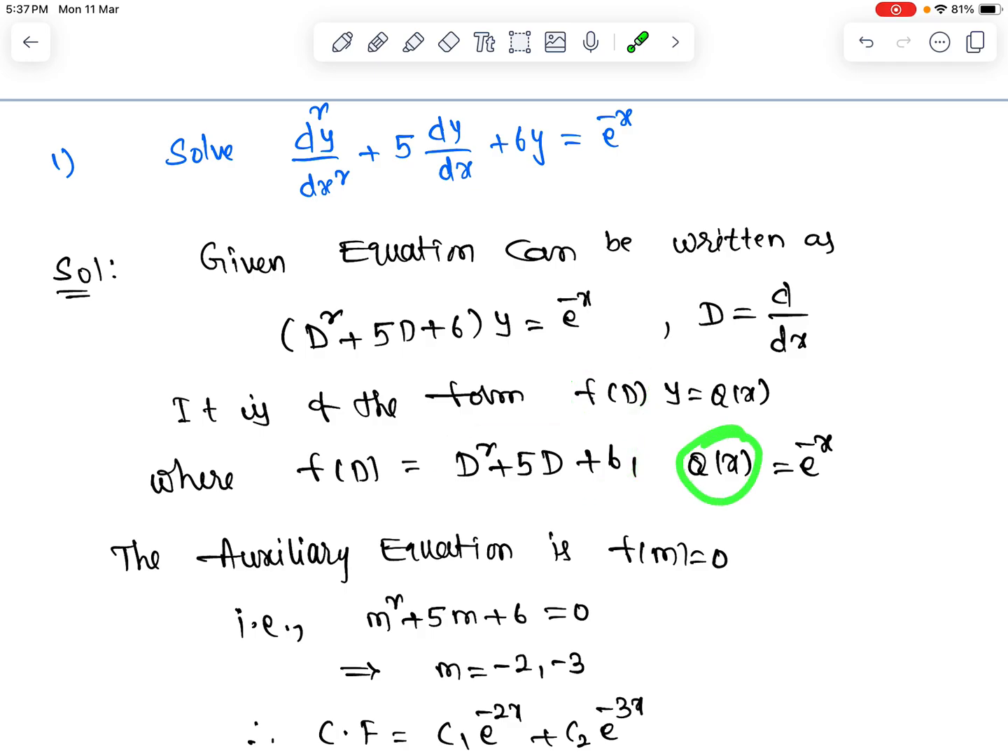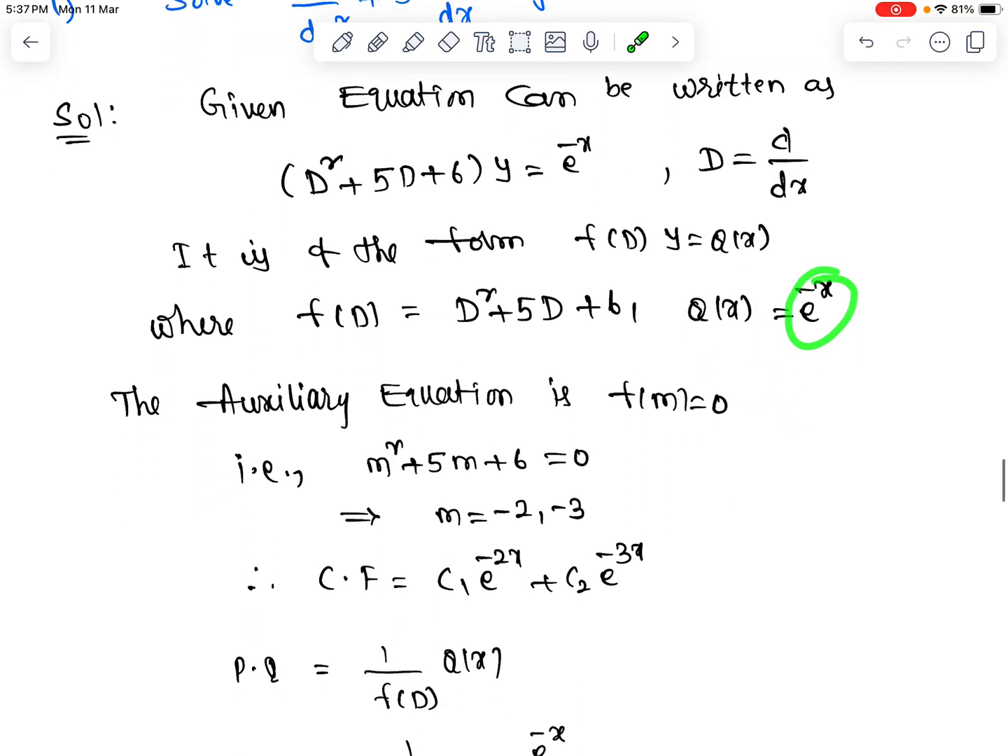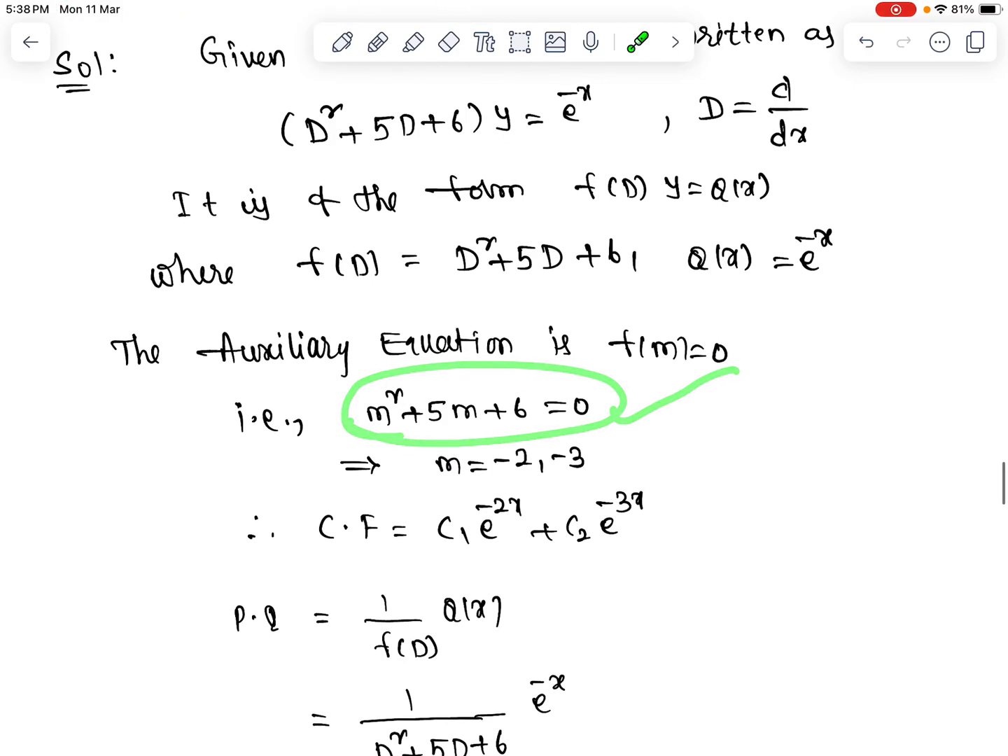Here Q of x equal to what? E power minus x. Here the auxiliary equation, what is the auxiliary equation? Same procedure, the auxiliary equation is f of m equal to 0. F of m equal to 0 means just replace D by m in f of D, then what you can get? M square plus 5m plus 6. Use calculator to get roots, here minus 2, minus 3 you can get, these are real and distinct roots we got, right?